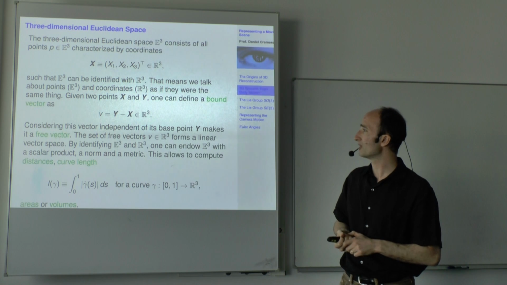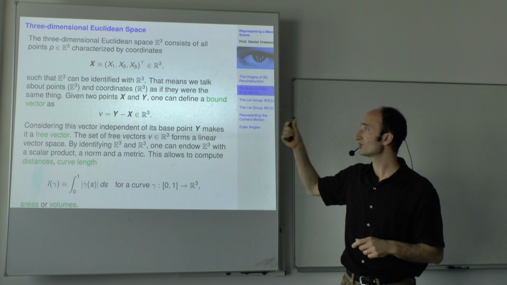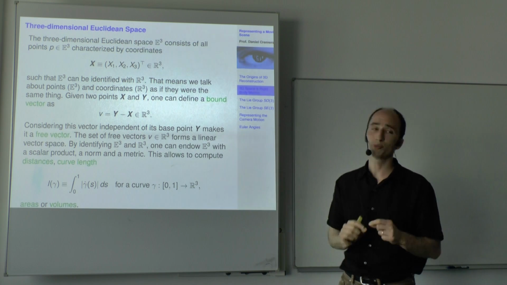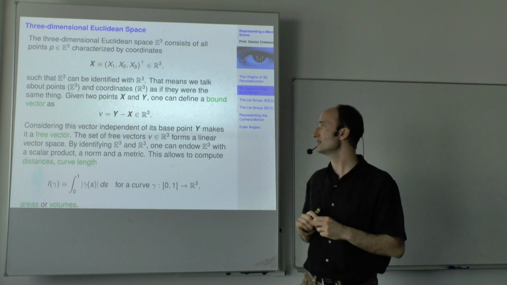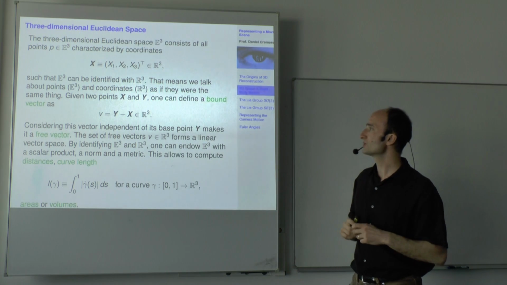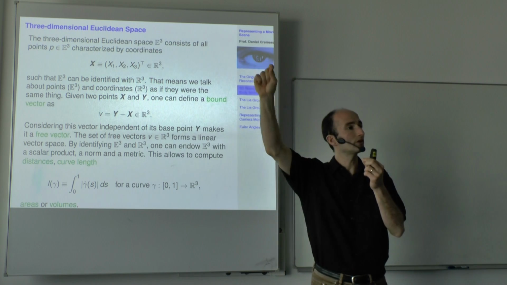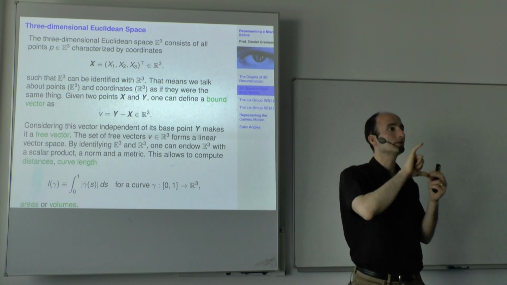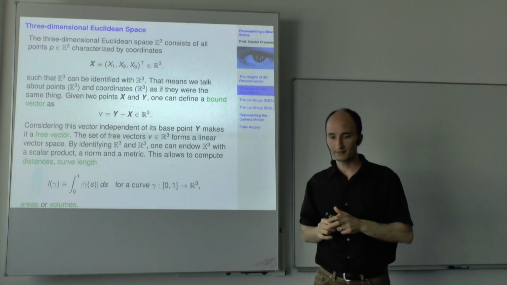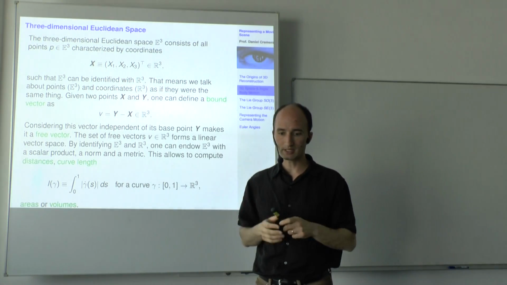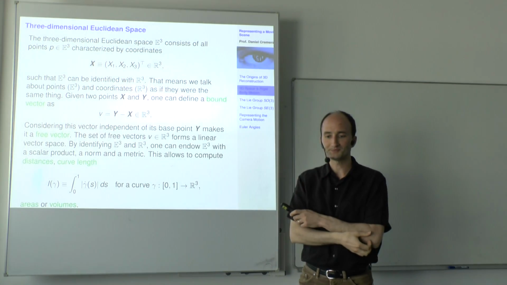that is called a bound vector. So it's a vector pointing from a point x to a point y in space. Once we remove the base point and consider it as just a vector in space that can be moved around, then it's called a free vector. So this is just to set a little bit of notation.